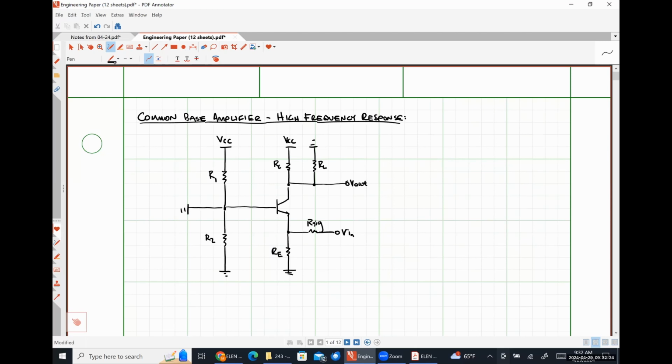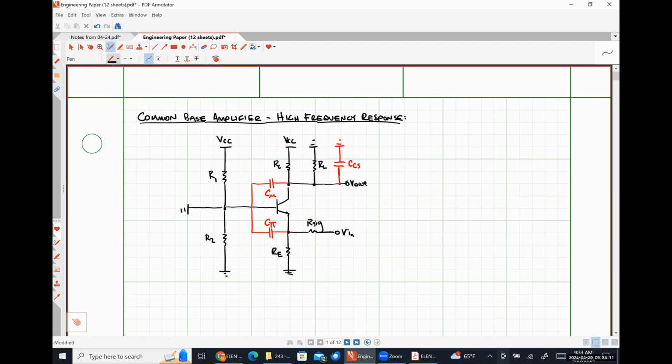Now I'm going to put in my high frequency capacitances. So I'm going to have one high frequency capacitor placed between the base and the collector. So this is our capacitance C mu. I'm going to have a high frequency capacitor placed between my base and my emitter. So this is C pi. And then I'm going to have a capacitor placed between my collector and ground. So this is CCS.